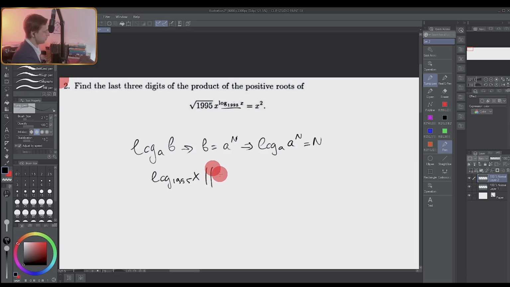base 1995 of x. So if x is 1995 to some power of t, then this log will be simply equal to t. Very simple. But the only question, so if this one will look great, will the other terms of our equation look great?